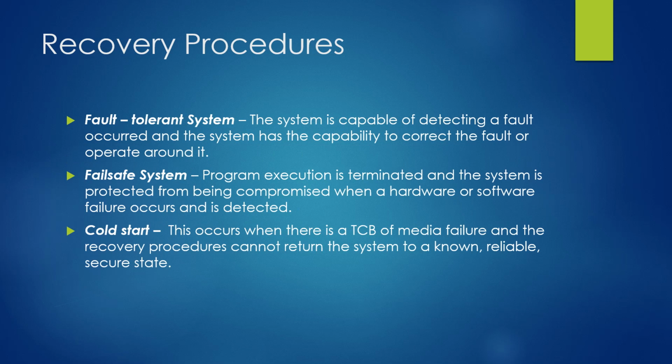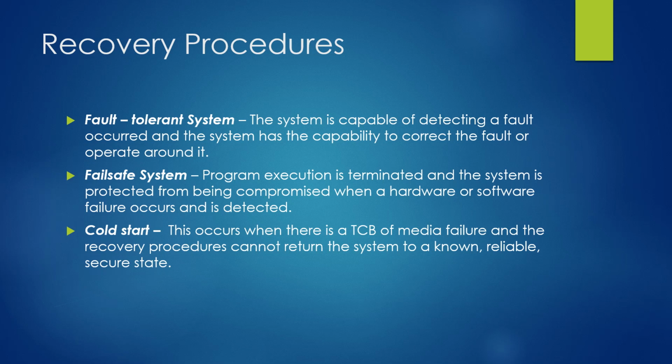When discussing recovery procedures, there are different types of recovery procedures. One of them is known as a fault tolerance system. In a fault tolerance system, the system is capable of detecting that a fault occurred and has the capability to correct the fault or operate around it. Sounds pretty good, huh? There is also a type of fail-safe system. This is where program execution is terminated and the system is protected from being compromised when a hardware or software failure occurs and is detected.